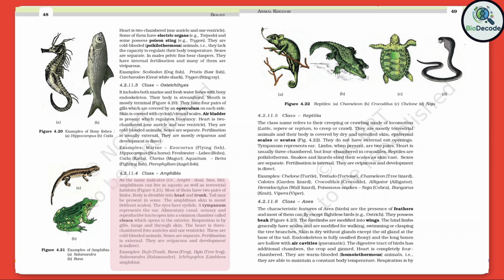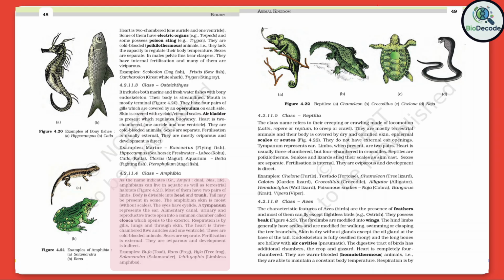Class Amphibia. As the name indicates, amphi means dual, bios means life, amphibians can live in aquatic as well as terrestrial habitats. Figure 4.21. Most of them have two pairs of limbs. Body is divisible into head and trunk. Tail may be present in some. The amphibian's skin is moist without scales. The eyes have eyelids. A tympanum represents the ear. Alimentary canal, urinary and reproductive tracts open into a common chamber called cloaca, which opens to the exterior.